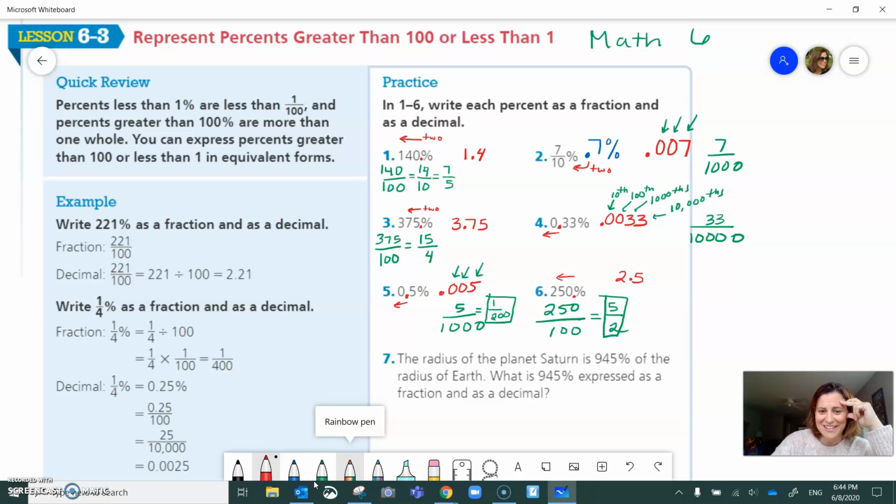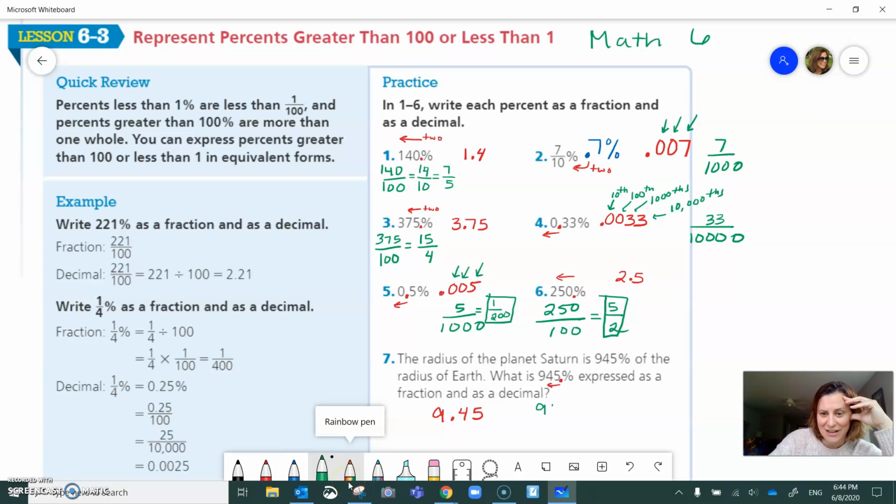The radius of the planet Saturn is 945% of the radius of Earth. What is 945% expressed as a fraction and as a decimal? The decimal is easy. We're going to move it 2 places this way. So that's 9.45. And then the fraction.